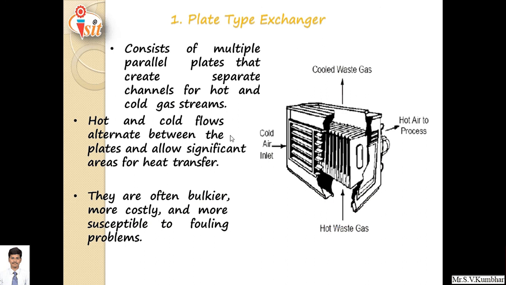In a plate type heat exchanger, hot waste gas and cold air flow alternately between plates. It consists of multiple parallel plates that create separate channels for hot and cold gas streams. Hot and cold gases flow alternately between the plates and allow significant area for heat transfer. They are often bulkier and more costly and more susceptible to the following problems.